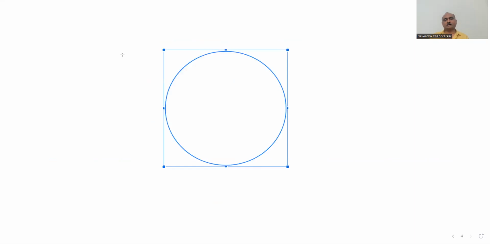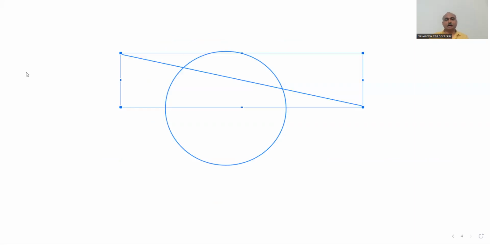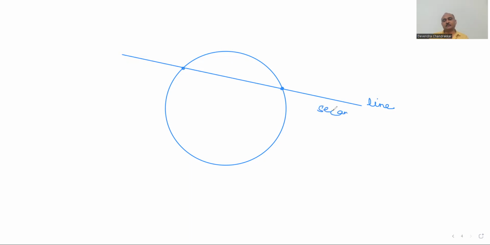Suppose I have this curve here and I draw a line. This is a line, right? Not a line segment. It cuts across this curve at 2 different points. So this is called a secant. So a line which crosses the curve at a minimum of 2 different points is called a secant.